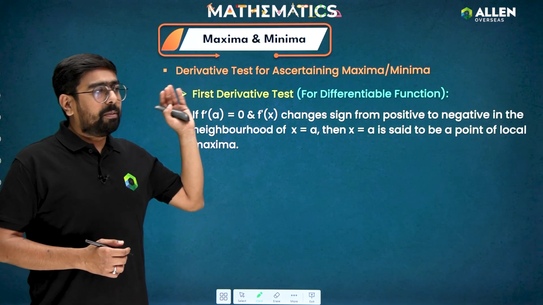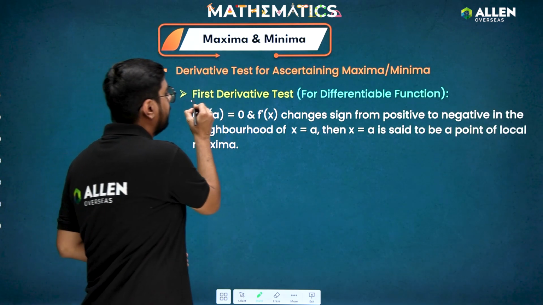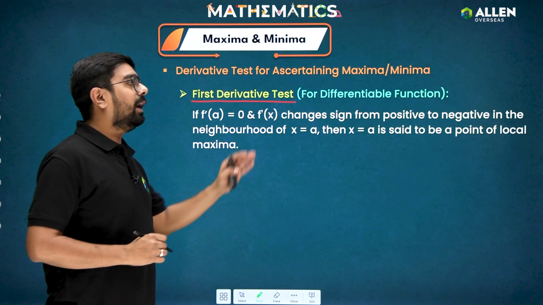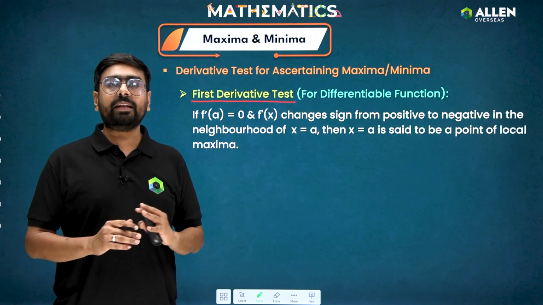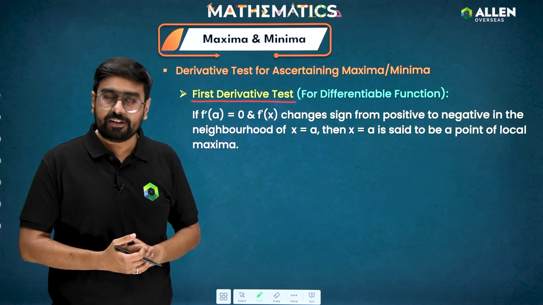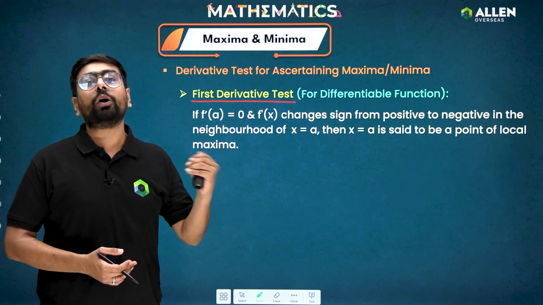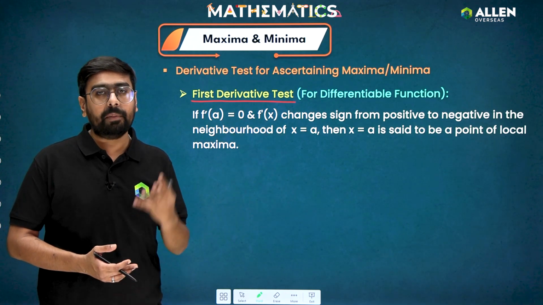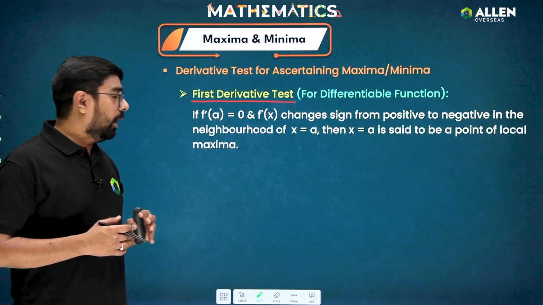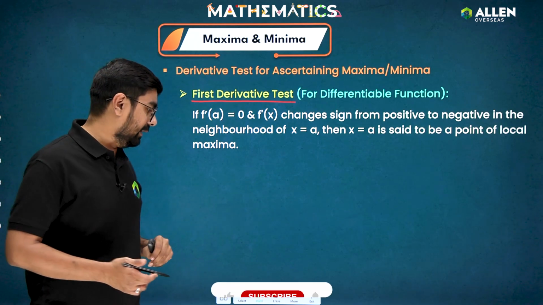Now, we perform a test called the first derivative test for a differentiable function. The first derivative test is applicable for a differentiable function, and it is applied to find the local maxima or local minima of a function. Now, how to understand local maxima and local minima?